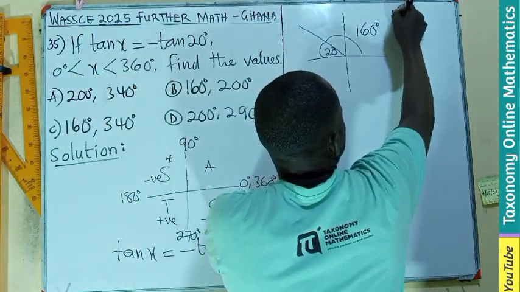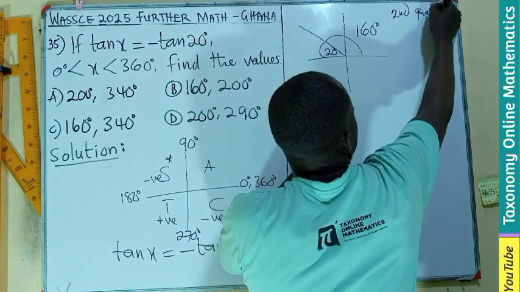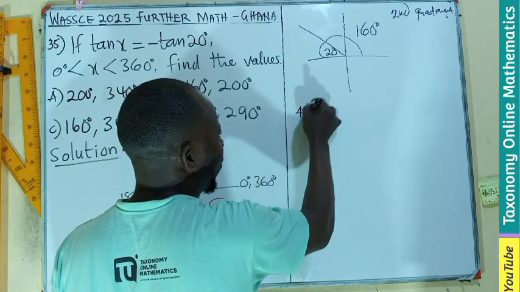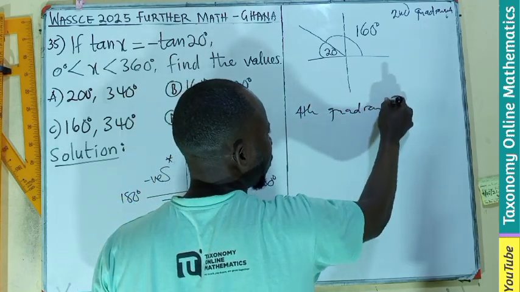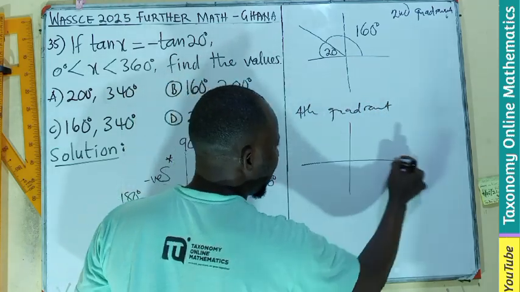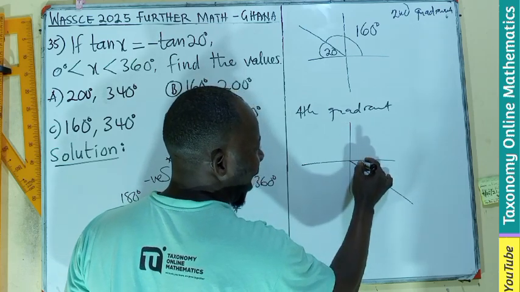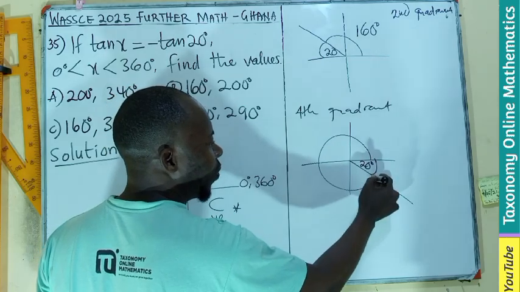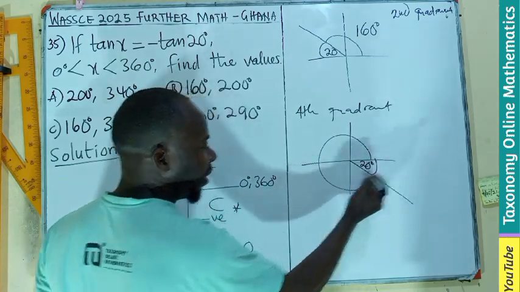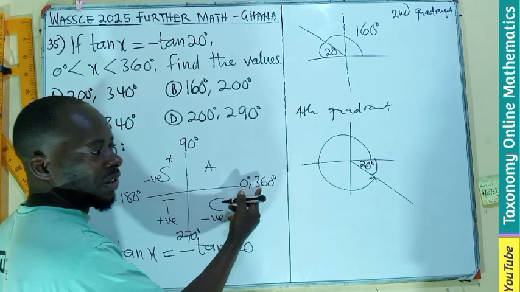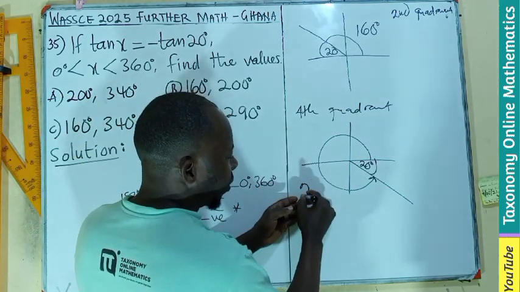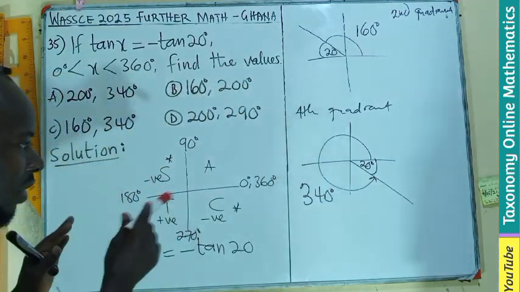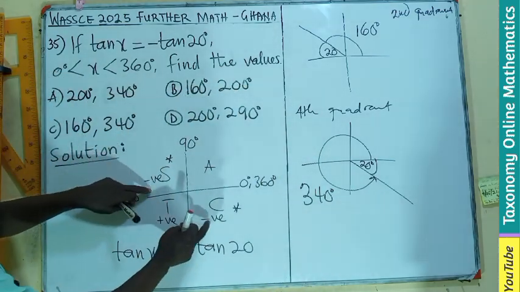160 degrees. That is the angle of tan in the second quadrant. Then in the fourth quadrant, I'm going to have this in here. The reference angle is going to be 20 degrees, meaning measuring from here all the way to this place. Supposed to be 360, but we are taking away 20 from 360, and that will give us a total of what? 340 degrees.